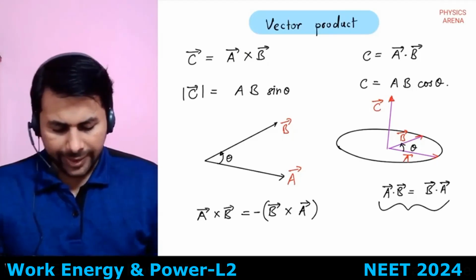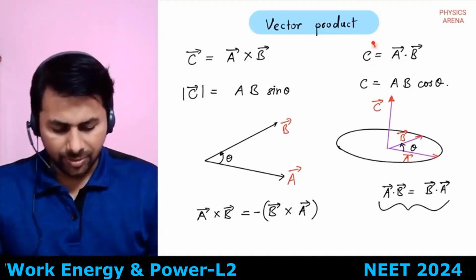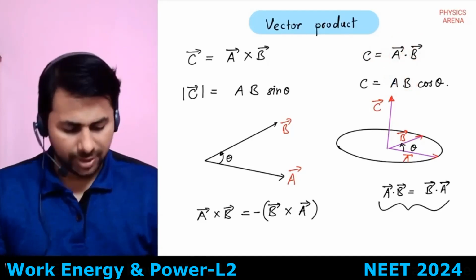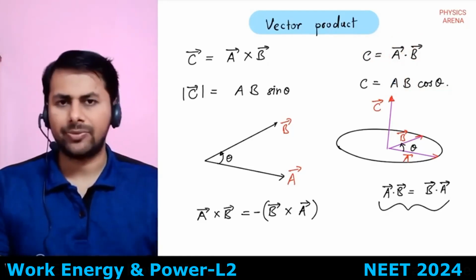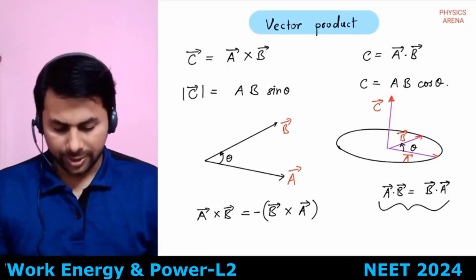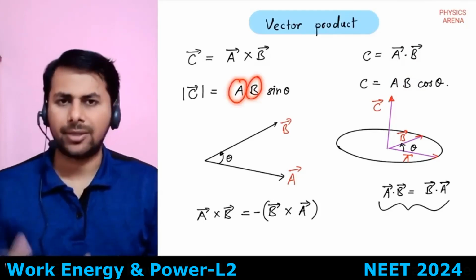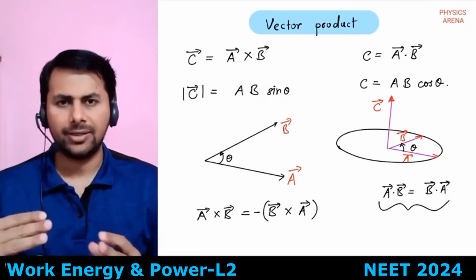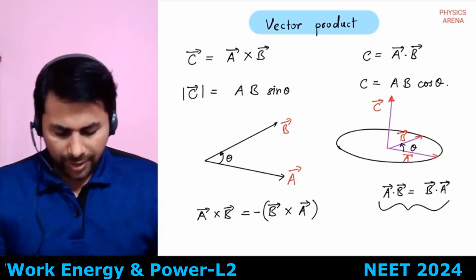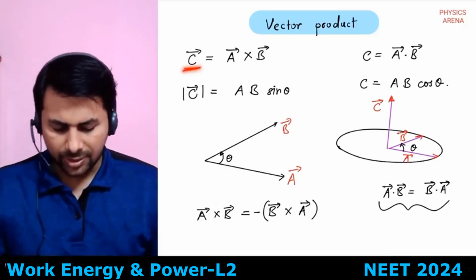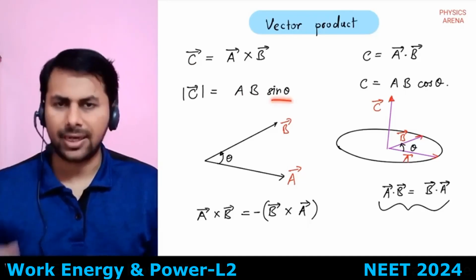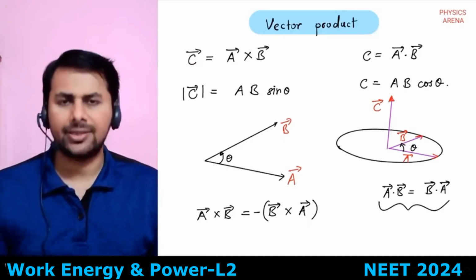Now in case of scalar product, what is the magnitude of the resultant? It is the magnitude of the first vector multiplied by the magnitude of the second vector multiplied by cos of the angle between the two vectors. In case of vector product, it is the magnitude of the first vector multiplied by the magnitude of the second vector multiplied by sine of the angle between the two vectors. This is a vector, so its magnitude is a multiplied by b multiplied by sine of theta. And what is its direction?